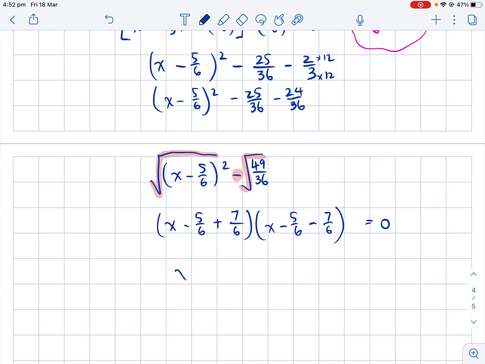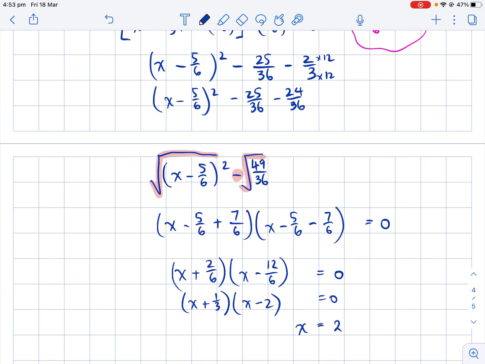From here, I can put together my fractions. I get x plus 2/6 and x minus 13/6. That's not even correct. That should be 12/6. Minus 5 minus another 7 would be minus 12. Equals 0. Tidy up those fractions. 2/6 is 1/3 and 12/6 is 2. So my solutions to this equation are x equals 2 or negative 1/3.